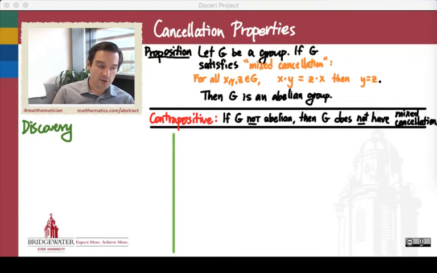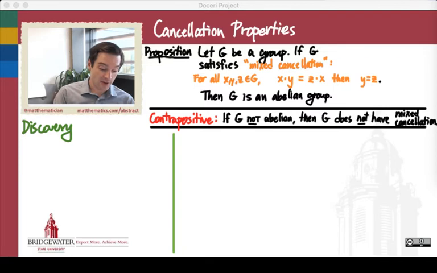If I were to do an indirect proof, say by contrapositive, I would have to do this version. If G is not abelian, then G does not have mixed cancellation. And it seems like this is a harder assumption to work with. If G is not abelian, then there exist a g and an h that don't commute with one another. I don't know, it doesn't feel as natural.